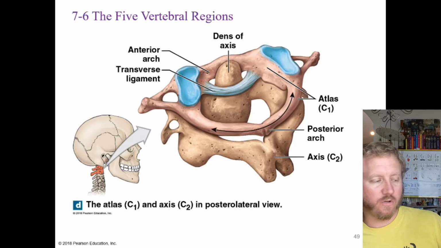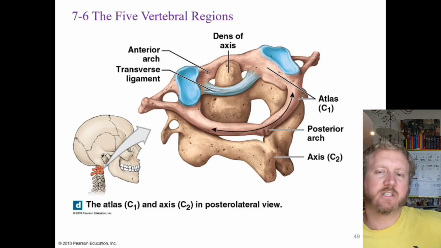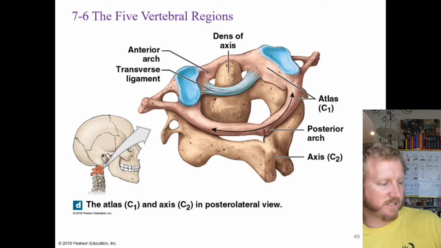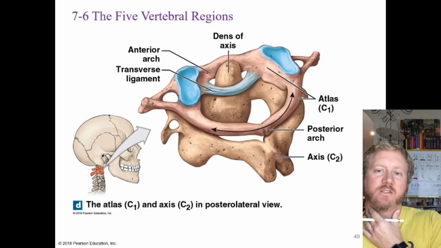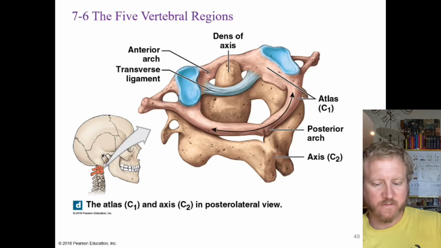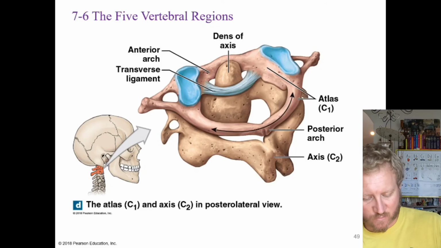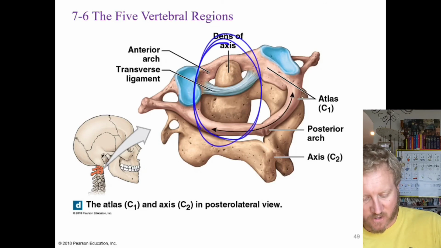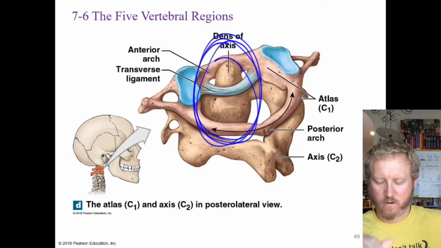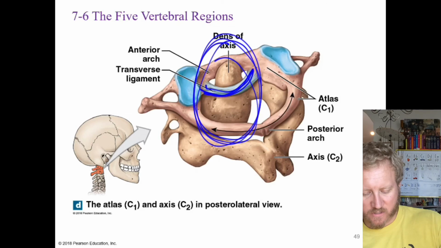C2 is known as the axis. The axis articulates with the atlas, and that's it. It has a very heavy spinous process that neck muscles basically will attach to. During development, these processes will smooth together to create something called the dens. And these two bones allow you to swivel your head back and forth because of this ligament right here, this transverse ligament.